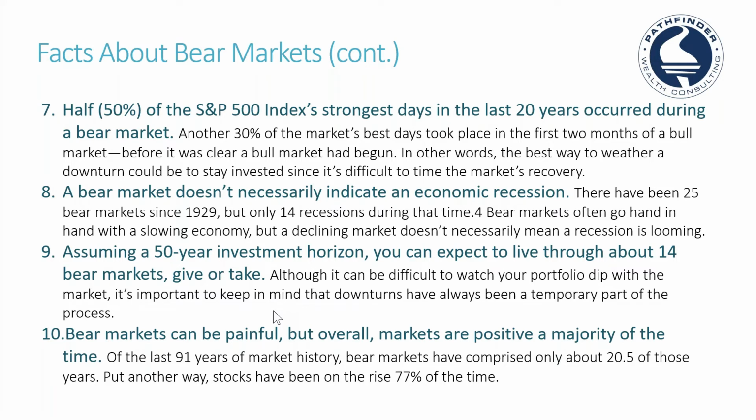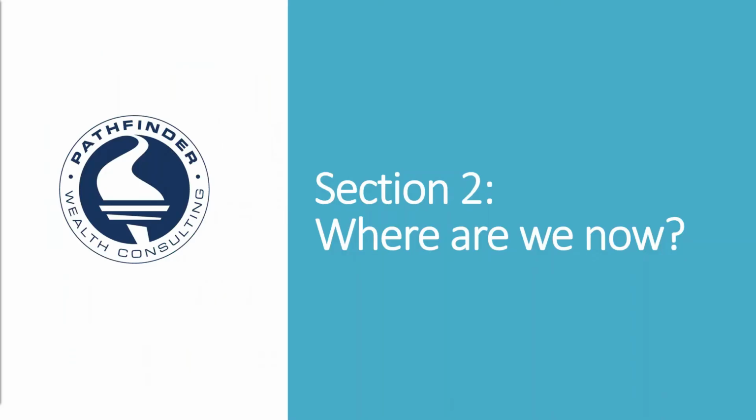In fact, about 77% of the time, the market has gone up over the past 90 years. When I saw these facts, I always said 70-30, that the market goes up 70% of the time and goes down 30. That's even higher than I thought. So as long as we keep that long-term perspective, these bear markets will be a blip on the radar when we get to better times.